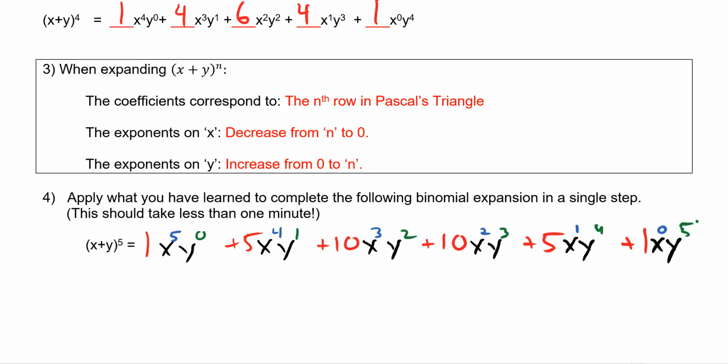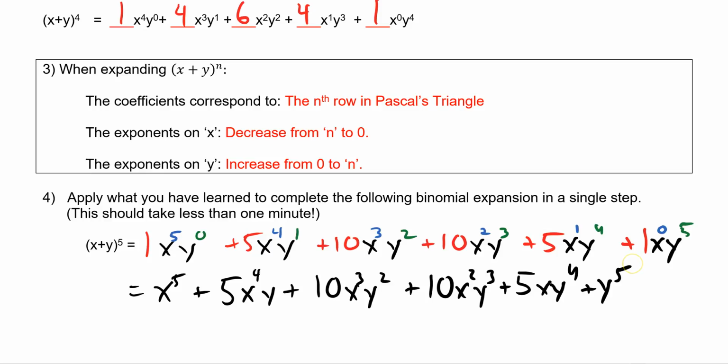So there we go, and now I can just simplify it. For proper mathematical form, we don't want coefficients of 1 or exponents of 0 or 1. So I'm going to write this out with proper form. And there it is. So I was able to do this in less than a minute.